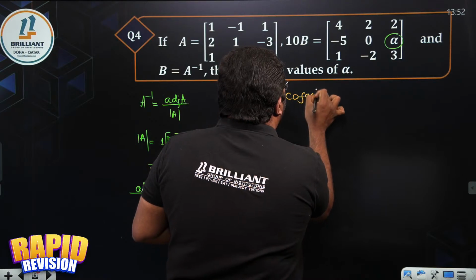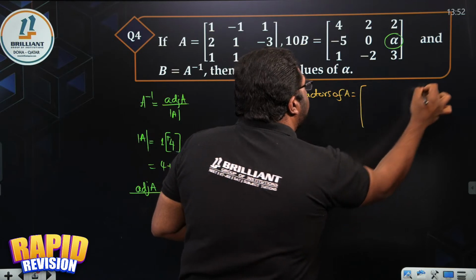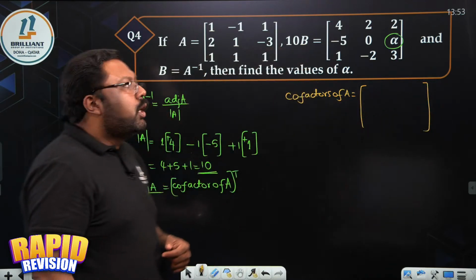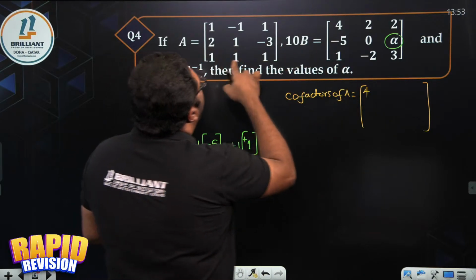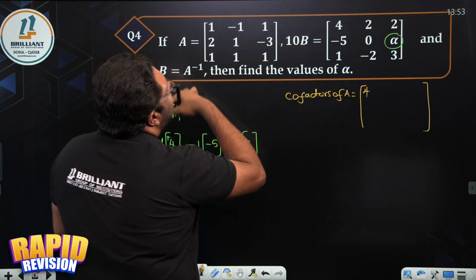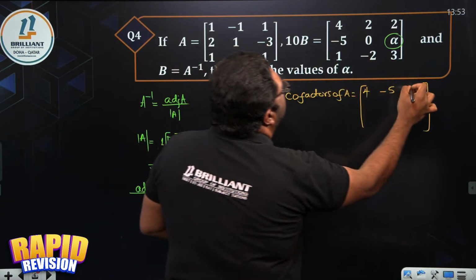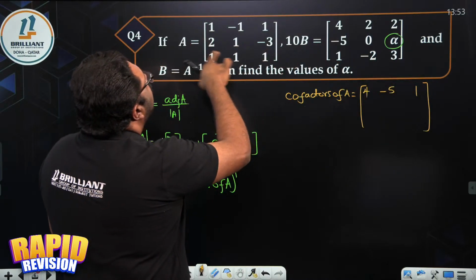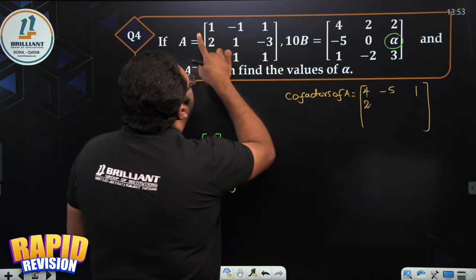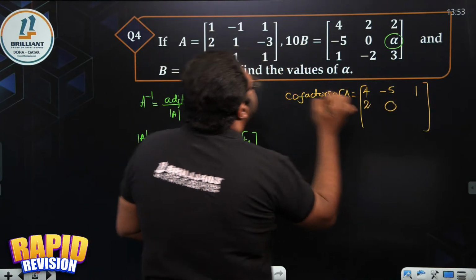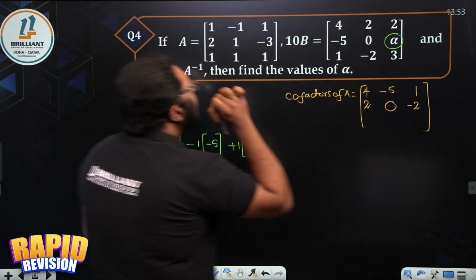It's a long process. I believe everybody knows how to find the cofactors of A. I am just straight away writing the cofactors. For the first one, 1 plus 3, 4. The second one, 2 plus 3, 5, is negative 5. Third one, 2 minus 1, it's 1. Fourth one, it's minus 1, minus 1, minus 2, cofactor 2. Fifth one, 0. Sixth one, plus 2 with a minus sign should be applied, minus 2.